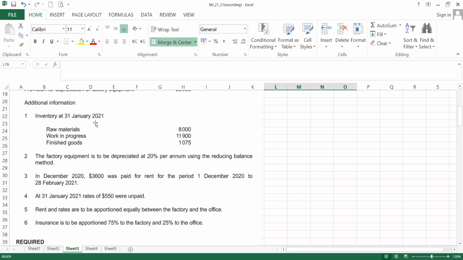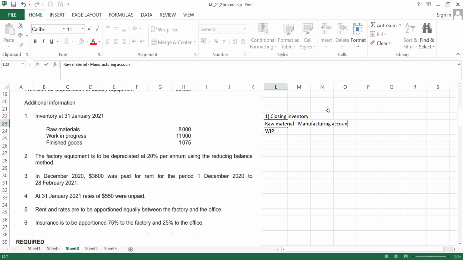Inventory at 31st January 2021: raw material, work in progress, finished good. So take notes that for number one, the closing inventory. Closing inventory for raw material and also the work in progress, these two will be under the manufacturing. WIP, also the same thing, work in progress under the manufacturing.